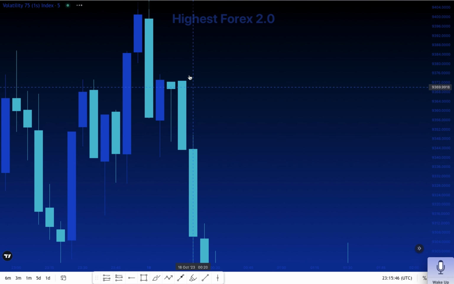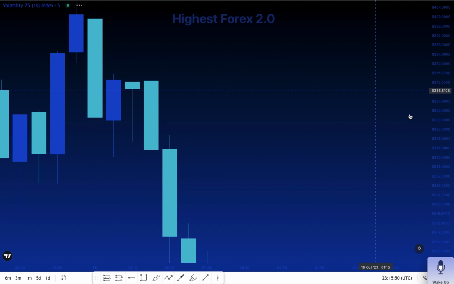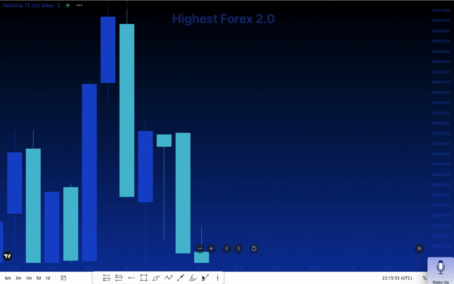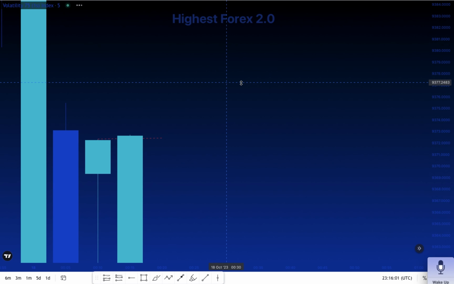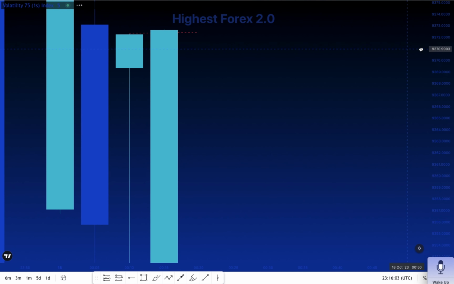Yes, this candle is qualified to be an order block. Why? Because if I zoom in, you can see it is higher than the previous candle before it. It took the previous candle's liquidity a little. You can see it is higher than it. All right, it took the liquidity.